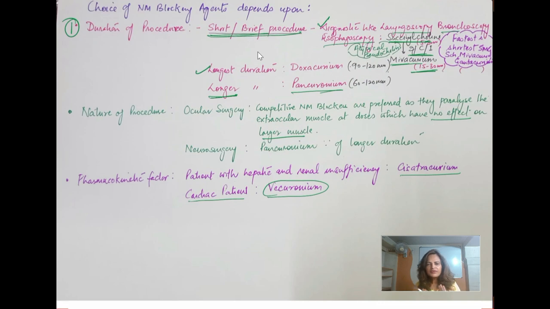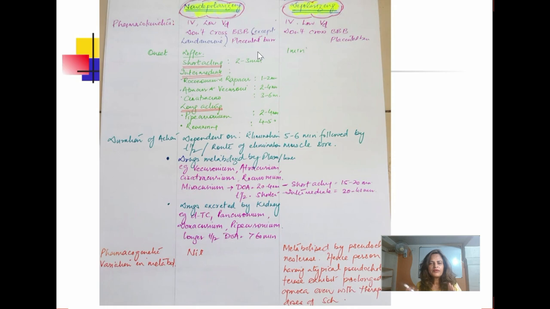So this is the differences among the non-depolarizing skeletal muscle relaxants. Now, after this discussion, I will again continue the differences between the non-depolarizing and depolarizing. Both of them are quaternary compounds. They are not absorbed. They cannot cross the cell membrane. So mostly we give them by IV route, and they remain within the plasma. So they have a low volume of distribution.